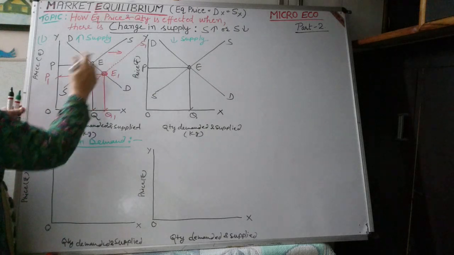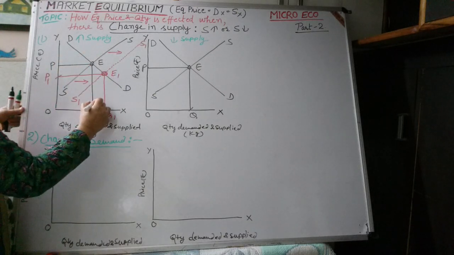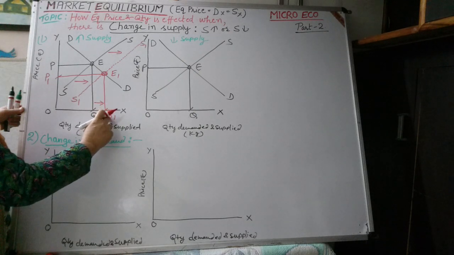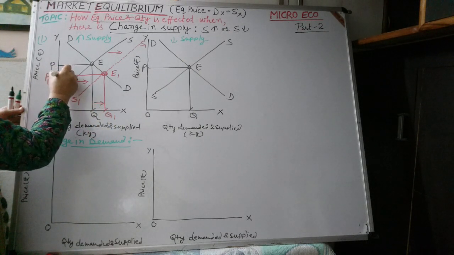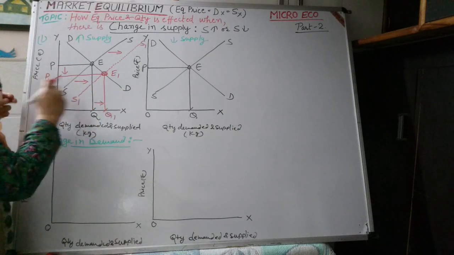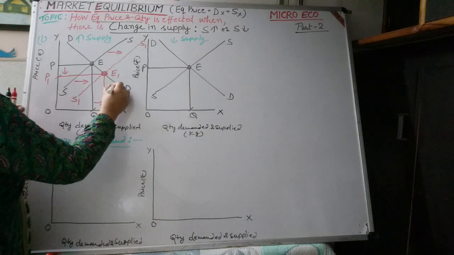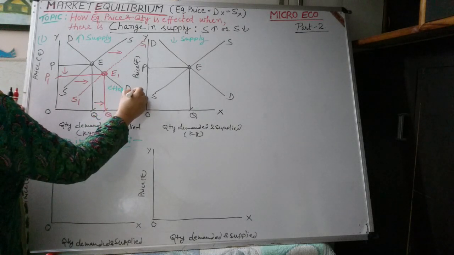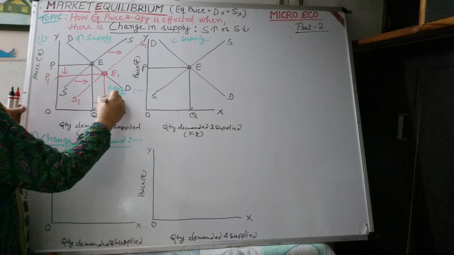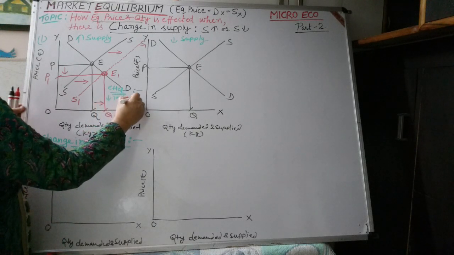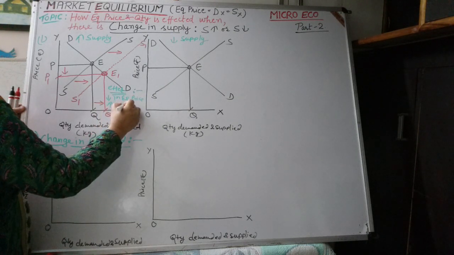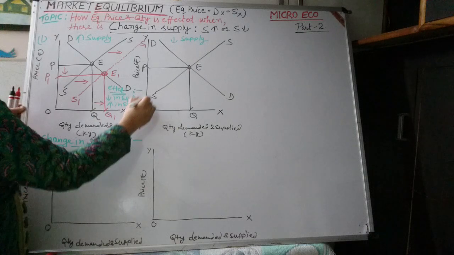So due to increase in supply, the quantity will increase, rather equilibrium price will diminish. So we can write the effect: there is decrease in equilibrium price and increase in equilibrium quantity.